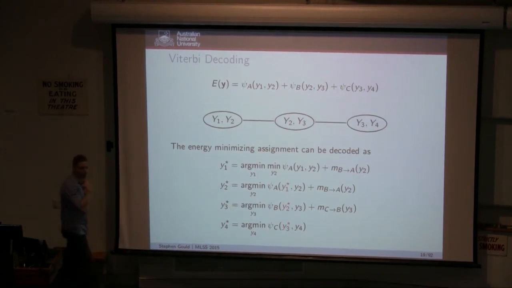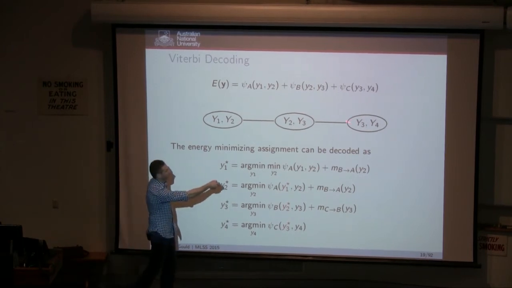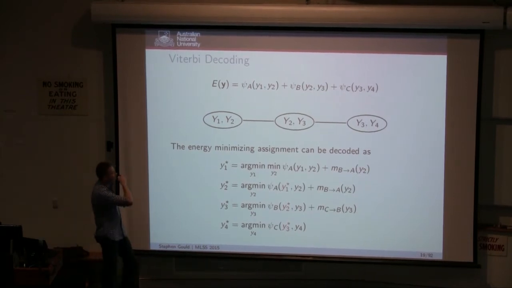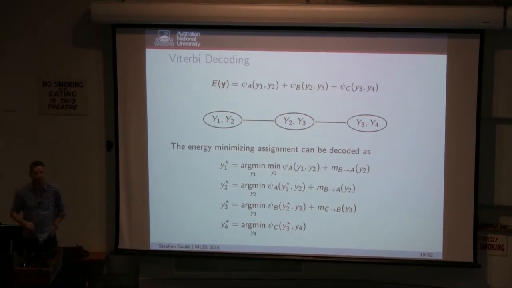So this algorithm runs in two passes. There's this backward pass that goes from the end of the chain, passing messages down to tell me how I need to do my minimization. And then there's this forward pass, which gives me the value of the variables.